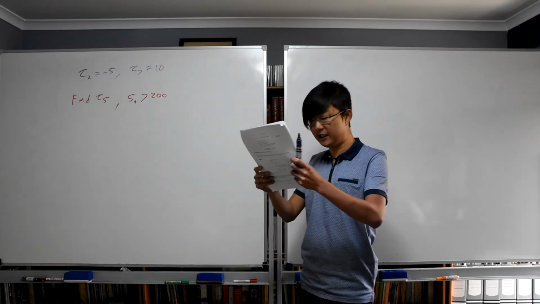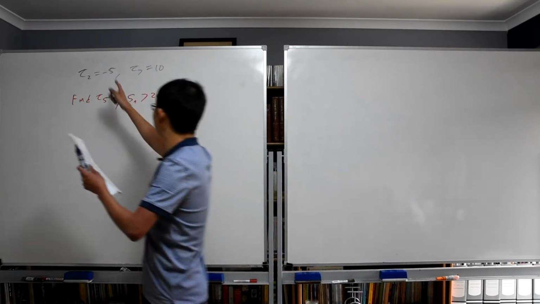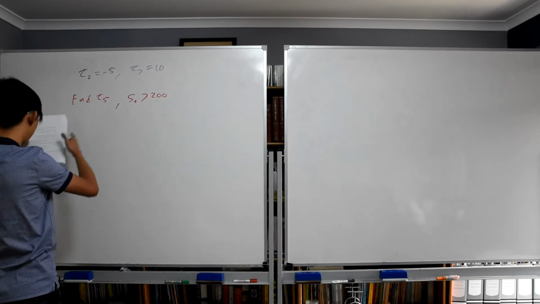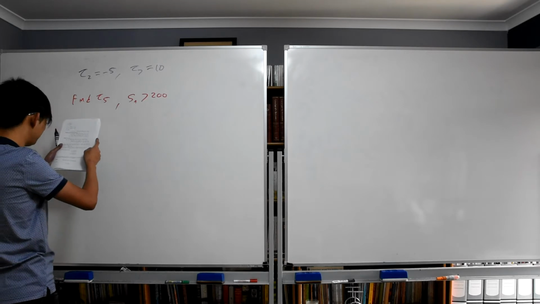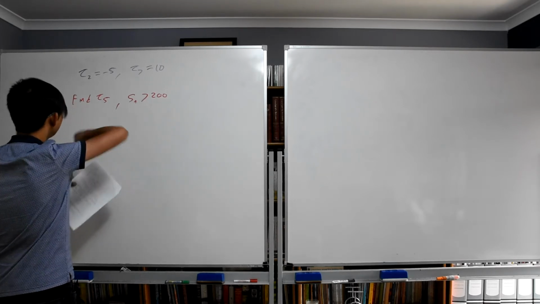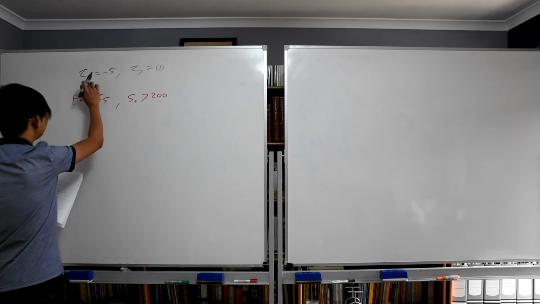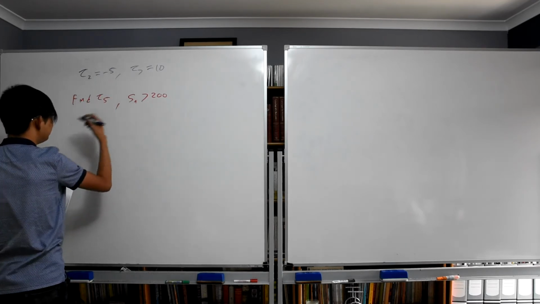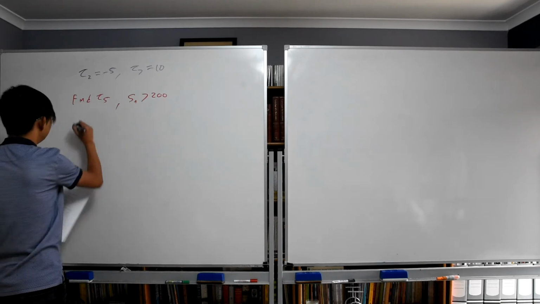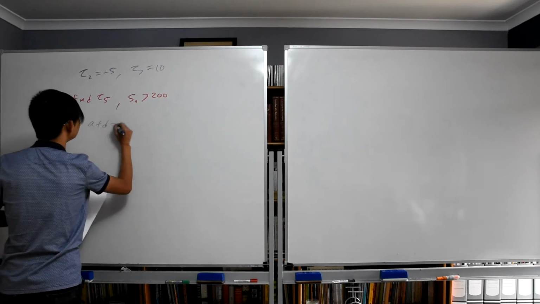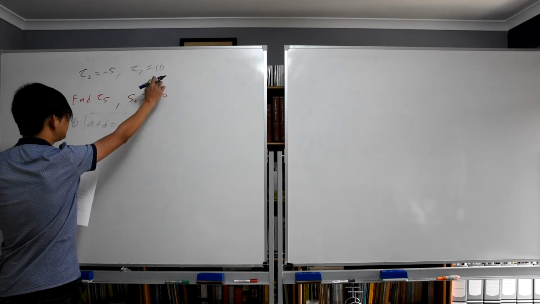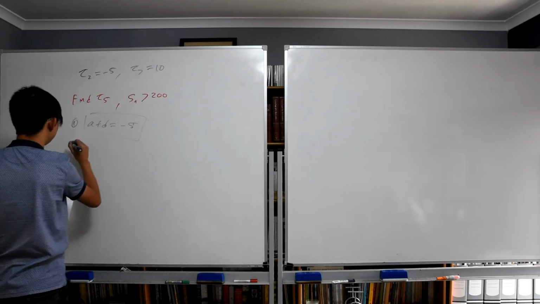The second and seventh terms of an arithmetic progression are -5 and 10 respectively. Find the fifth term and find the least number of terms which must be taken for the sum to exceed 200. Well, from our first criteria, where the second term is -5, the second term of an arithmetic series has one common difference added to it. The seventh term of an arithmetic series has 6 common differences added to it.